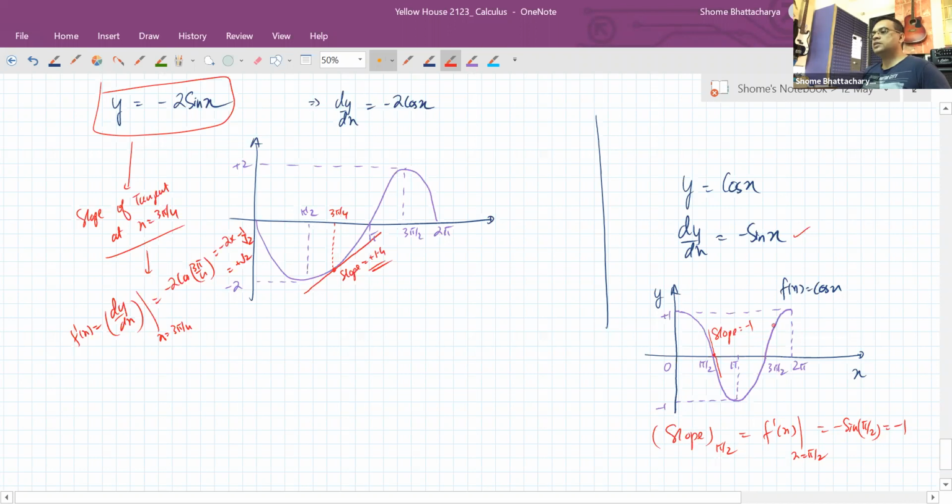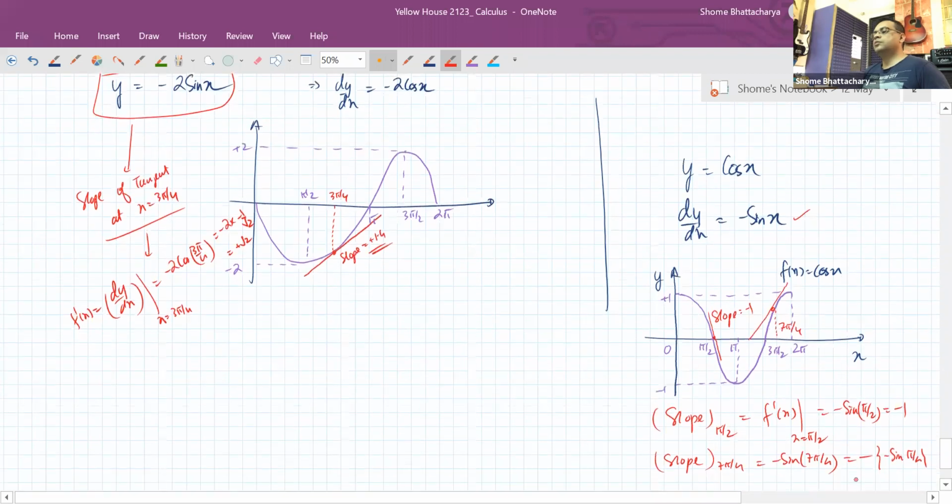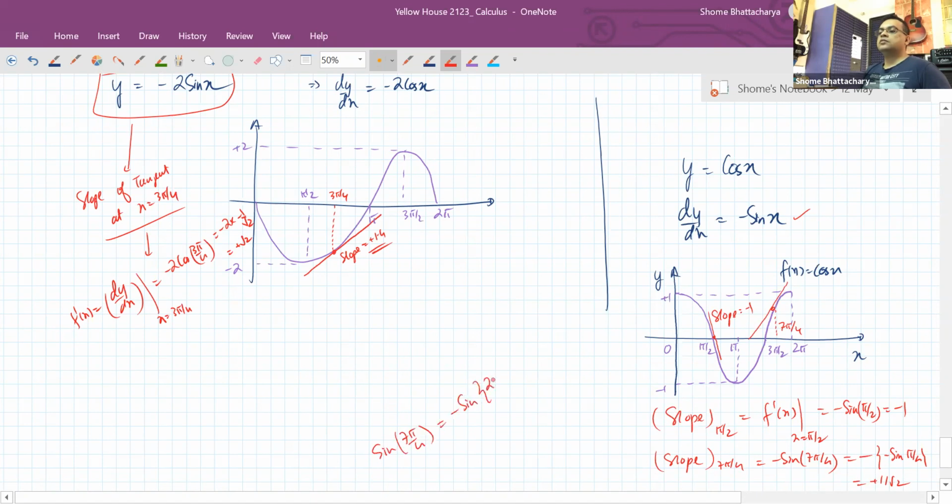But similarly, if I were to draw the slope at, let's say, this point here, I'd see it will come out to be something positive. Let's say I've taken some point here, like 7 pi by 4. So you can see that the slope at 7 pi by 4 will become minus sine 7 pi by 4. For sine, you have the formula that sine 7 pi by 4 is minus of sine of 2 pi minus 7 pi by 4, so that will be minus of minus sine pi by 4. But remember here the slope is minus sine. So minus of minus 1 by root 2. So the slope becomes plus 1 by root 2.